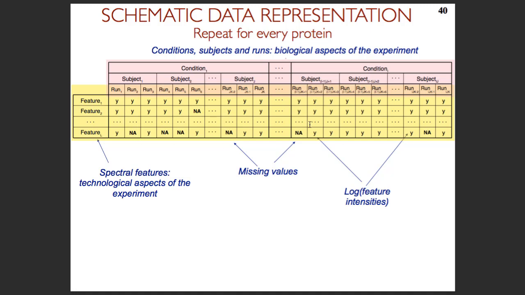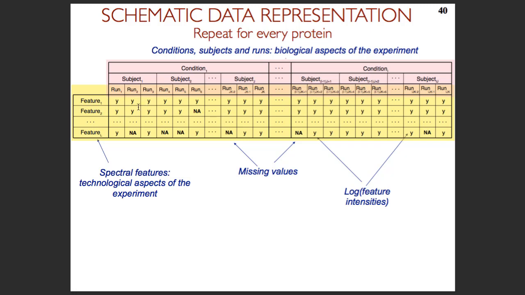Now the yellow part of the data structure reflects the technology. So this protein, for example, can have multiple features. If we have, let's say, a DIA experiment, for a protein, let's say we have three peptides and we have three transitions, three fragments per peptide, it means that we have nine features. So this data structure will have nine features.